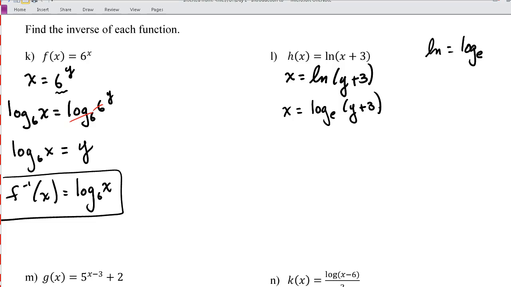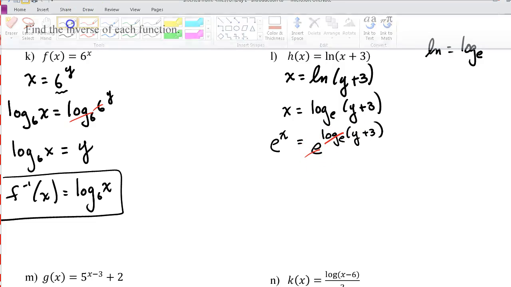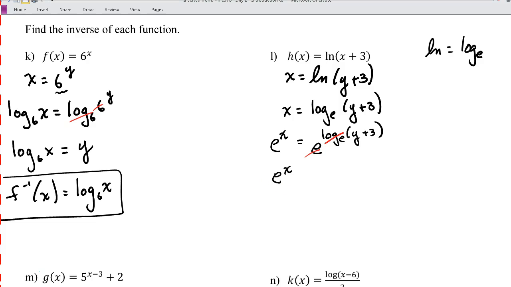So if my base is e, and I want to get rid of that log, I need to raise this whole thing to an exponent, because we know the exponent and the logs are inverses. So I'm going to make the left side have a base of e, and I'll make the right side have a base of e. So e raised to the log base e of y plus 3. So then again we can see that this base e and this log base e cancel out, and I'm left with e to the x is equal to y plus 3.